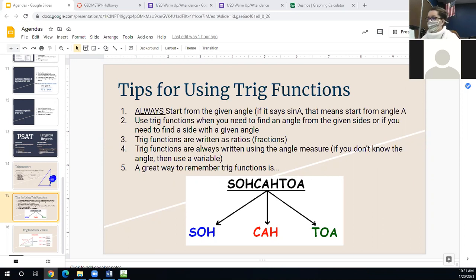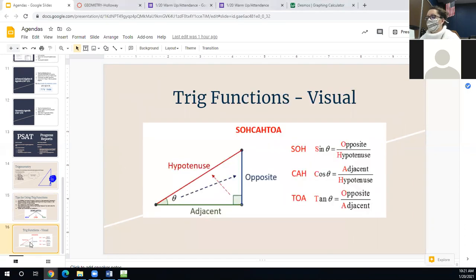All right, here we go. I'm going on to the next slide. Here's our visual for trig functions. Whenever we're writing trig functions, we're going to use a term called theta. Theta just means angle. So keep that in mind. It's a Greek symbol. You know, they use a lot of Greek symbols in math. This is one of them.